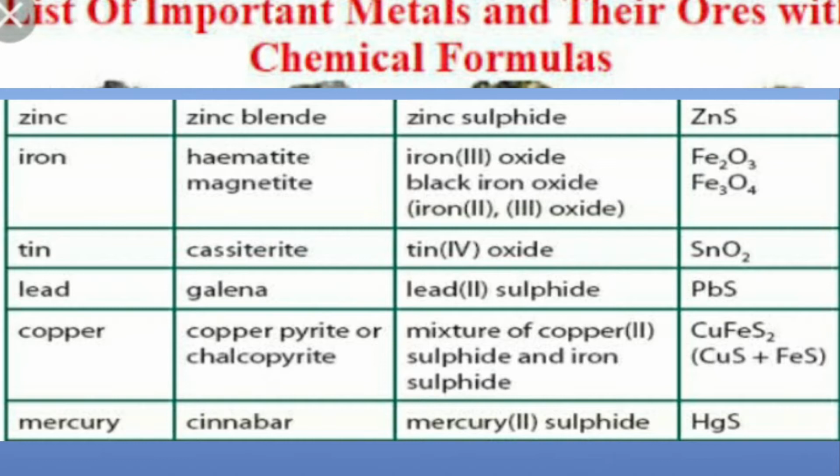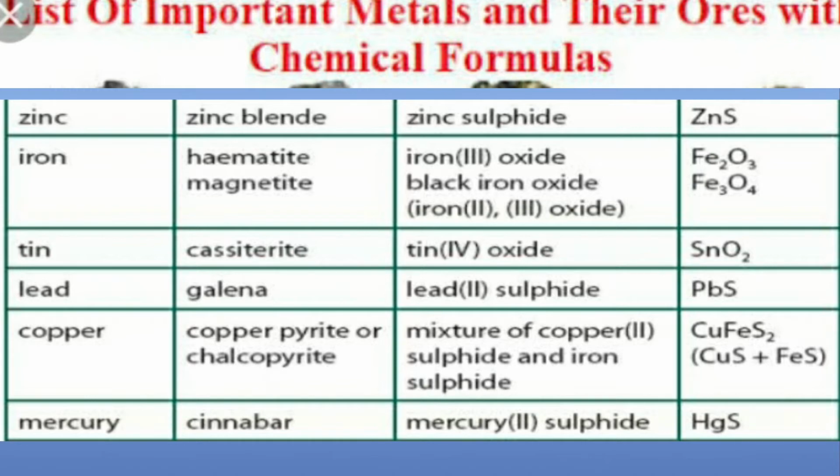Tin, cassiterite, the chemical name is tin oxide, SnO2. Lead, galena, lead sulfide, PbS. Copper, copper pyrites, a mixture of copper sulfide, CuFeS2, or chalcopyrite. Then mercury, the name of the ore is cinnabar, chemical name is mercury sulfide and formula is HgS.